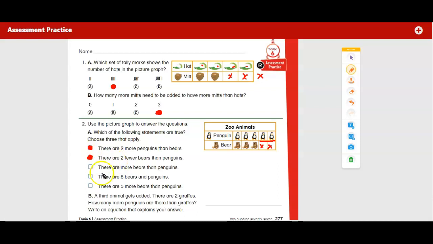And the last statement we would choose is that there are 8 bears and penguins. If you count the total number of penguins and bears, there are 5, 6, 7, 8. So this statement is also true.